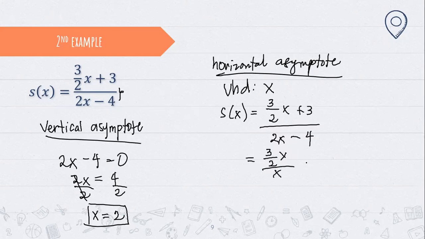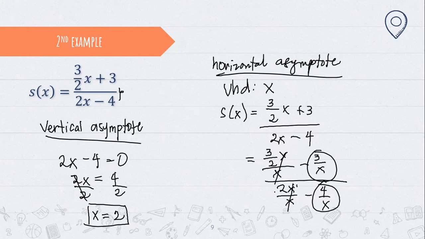Ayan. So, (3 over 2 times x over x) minus 3 over x, all over 2x over x minus 4 over x. Bilugan yung mga hindi pwede cancel muna. Ito, di pwede cancel. Ito, cancel. Ano yung natira? 3 over 2 minus 0 all over 2 minus 0. So we have 3 over 2 over 2.